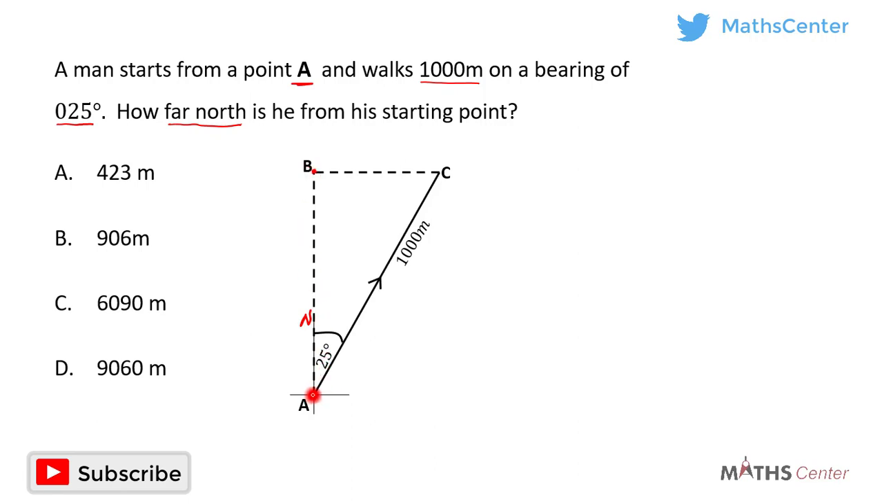So the question wants us to find the length of the distance AB. That is the distance from point A to point B. That will be the distance that the man will cover to be on the same level as point C if he moves along the north of point A. The line AB is a vertical line and the line BC is a horizontal line, and they both meet at point B. So it means that the angle formed at point B will be 90 degrees.